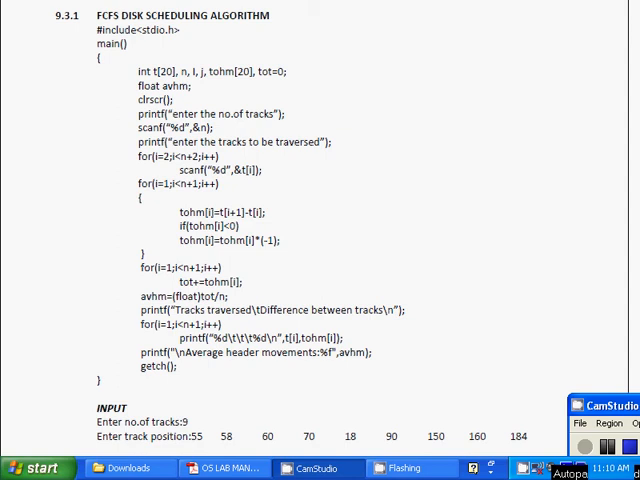Now, let us have a look into the FCFS, or first come first serve, disk scheduling algorithm. The FCFS disk scheduling algorithm is the simplest form of disk scheduling. This algorithm is intrinsically fair, but it generally does not provide the fastest service.